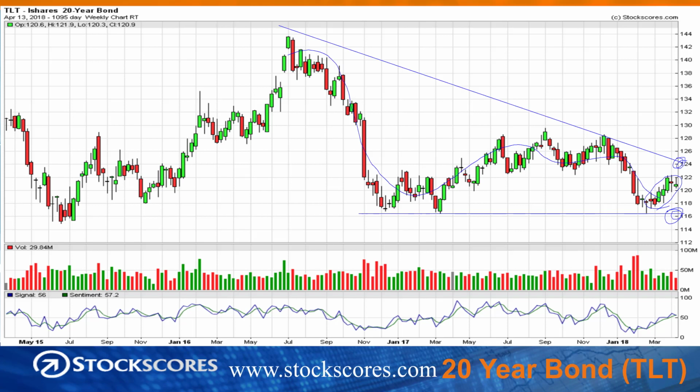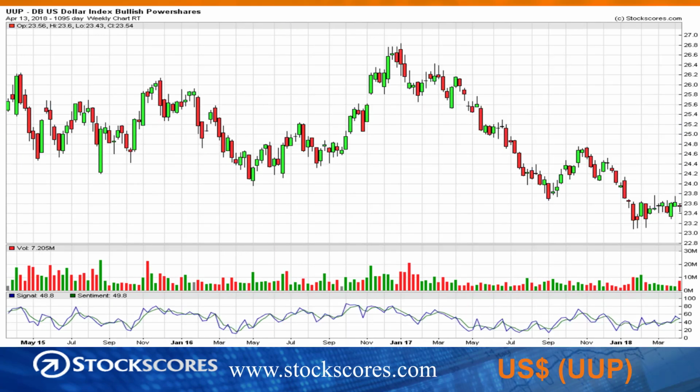It does look like it's more likely to go higher for interest rates than lower, which means this is going lower. But if we can break that downward trend line, then interest rates should fall. That's a big if. Doesn't look like it's ready to do that anytime soon.